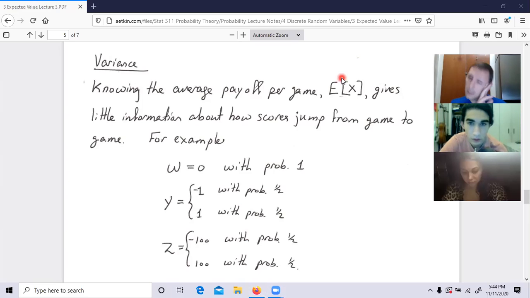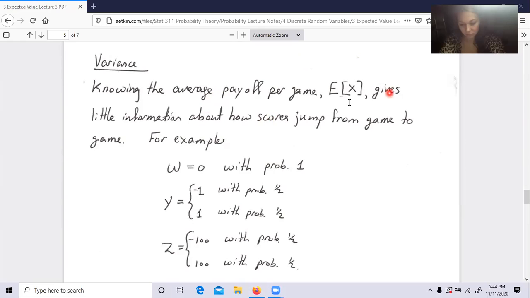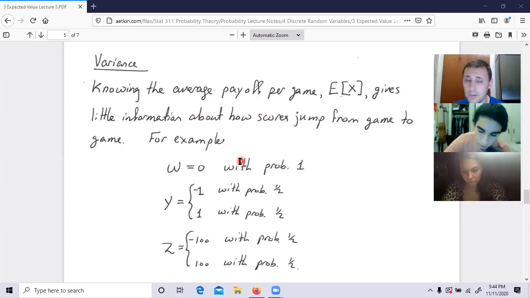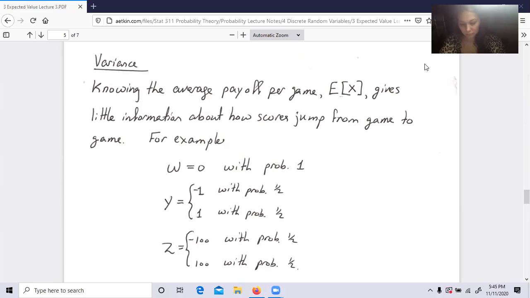So now you see, knowing the average still doesn't tell us much about the distribution, because we can have the same expected value, and yet around the average, the things are very different from the average. You understand?